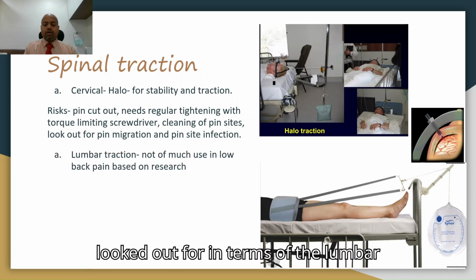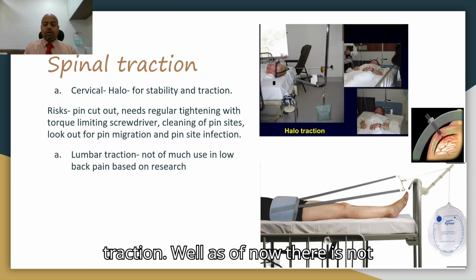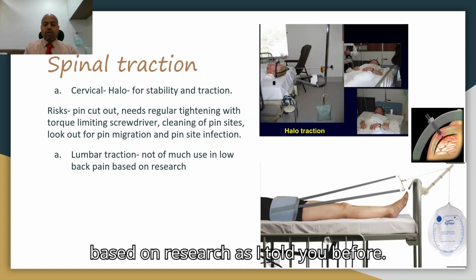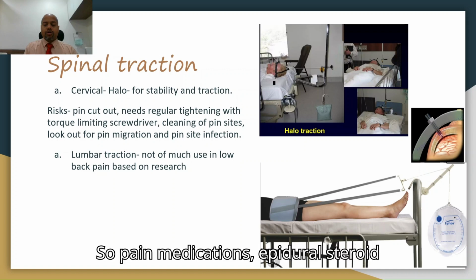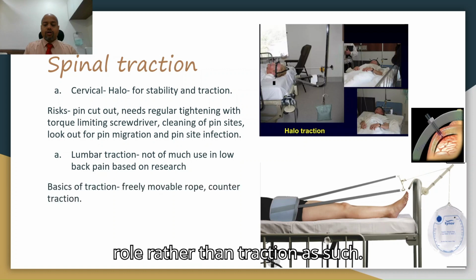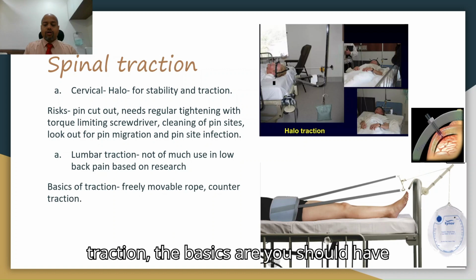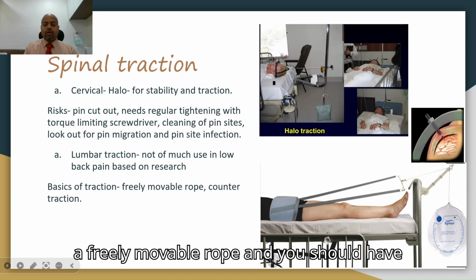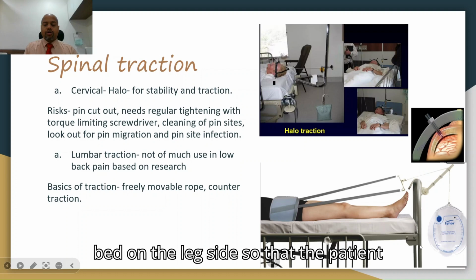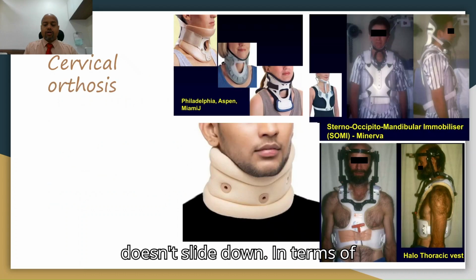In terms of the lumbar traction, as of now there is not much use for low back pain based on research, as I told you before. So pain medications, epidural steroid injections and physiotherapy have the main role rather than traction. However, if somebody is giving traction, the basics are you should have a freely movable rope and you should have a counter traction below the bed on the leg side so that the patient doesn't slide down.